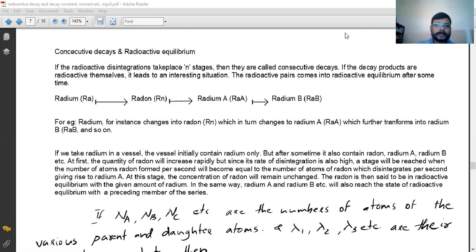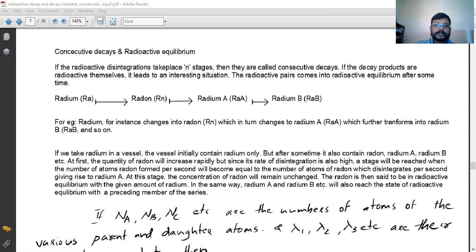Welcome to the next topic of nuclear chemistry, that is consecutive decay and radioactive equilibrium, and neutron activation analysis. These are the two topics we are going to discuss in this part of the lecture: consecutive decay and radioactive equilibrium, and neutron activation analysis.